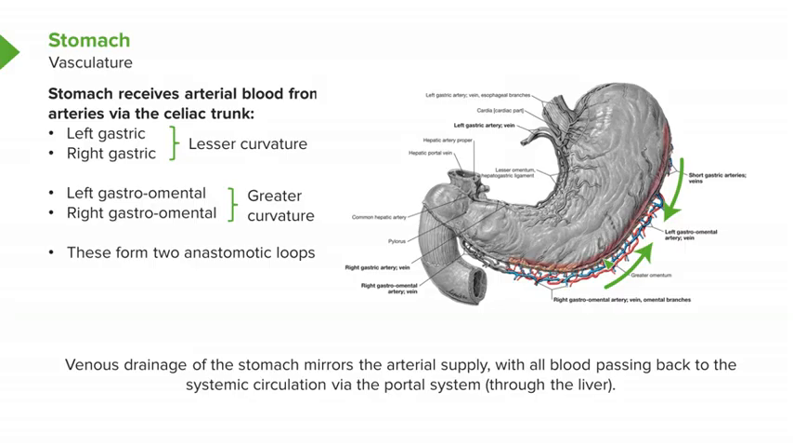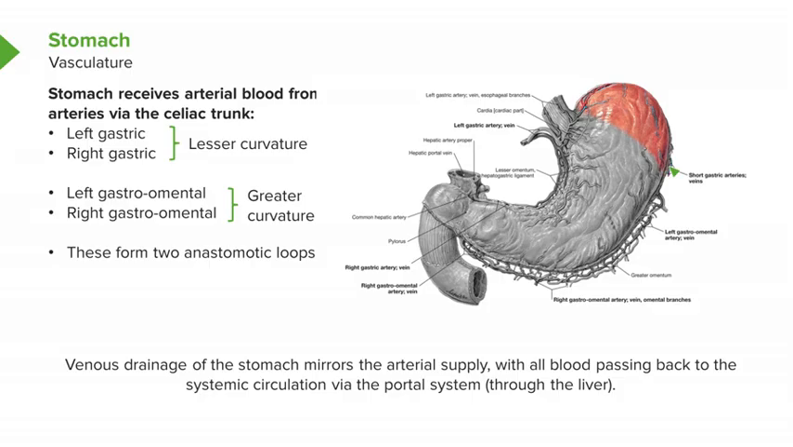So how can you remember your greater curvature and your lesser curvature vasculature? Well, gastric is a short word, gastric for the lesser curvature, the small of the two curvatures. Gastroomental is a longer word, and that runs around the longer, greater curvature. You can also see we have some short gastric blood vessels that supply the fundus, and these come off the splenic artery, which we'll see later on.